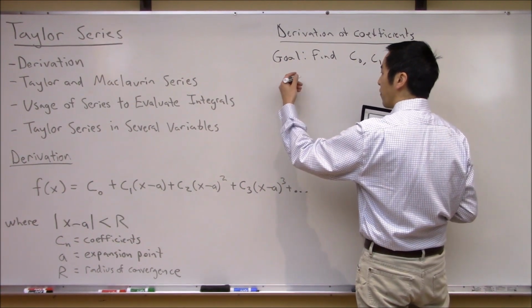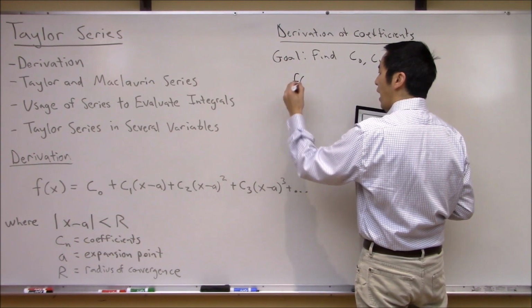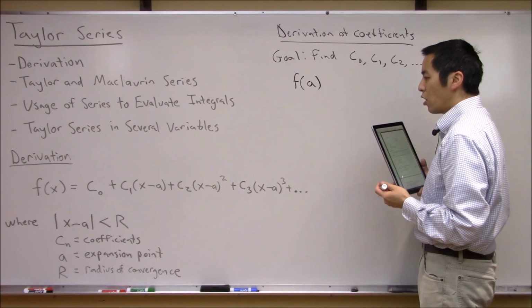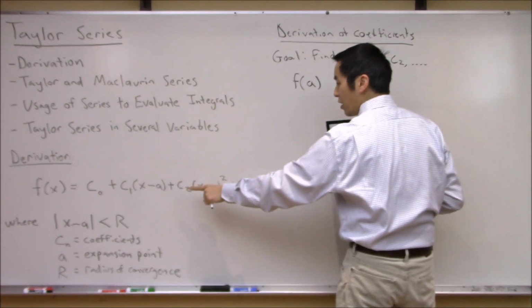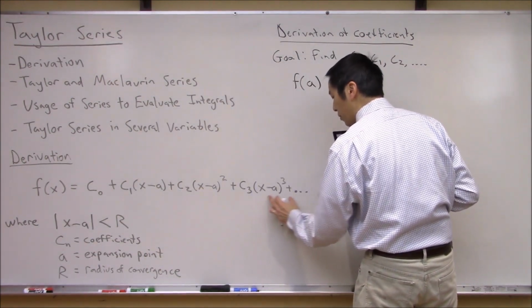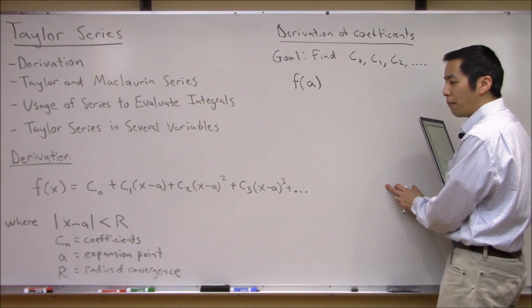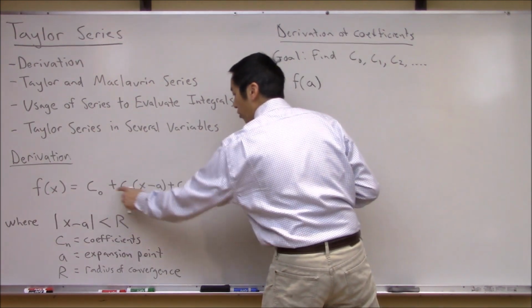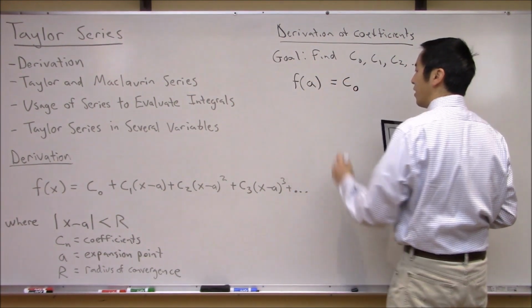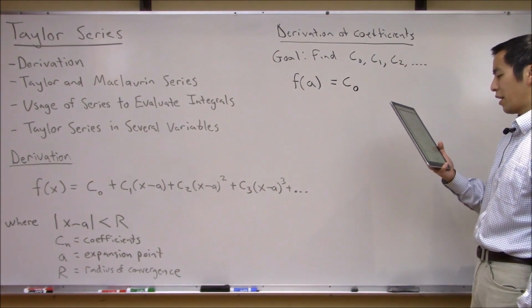What's interesting is if I evaluate the function f at x is equal to a, if I plug in x is equal to a here, notice this term becomes 0, this becomes 0, this becomes 0. All of the terms above C0 become 0. In fact, this just turns into this. Isn't that really interesting?